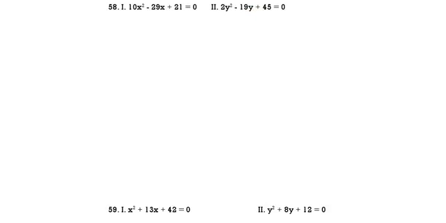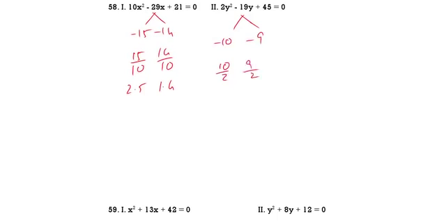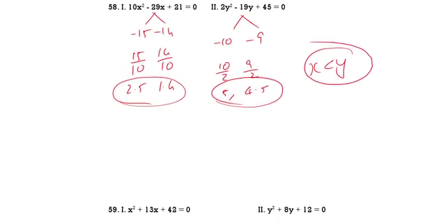10x square minus 29x plus 21. So here what we can take? We can take minus 15 minus 14. The sum of 15 and 14 is 29, and the product is 210. Then it will be 15 by 10, 14 by 10. That is 2.5 and 1.4. So see here. 2y square minus 19y plus 45. So here we can take minus 10 minus 9. Then it will be 10 by 2 and 9 by 2. That is 5 and 4.5. So here, if you see, both x values are less than y values. So x less than y. x less than y is the correct answer.